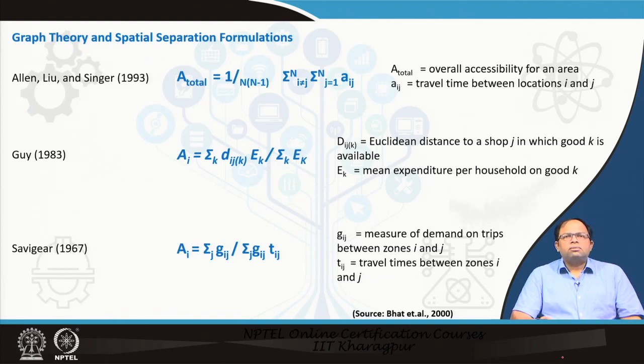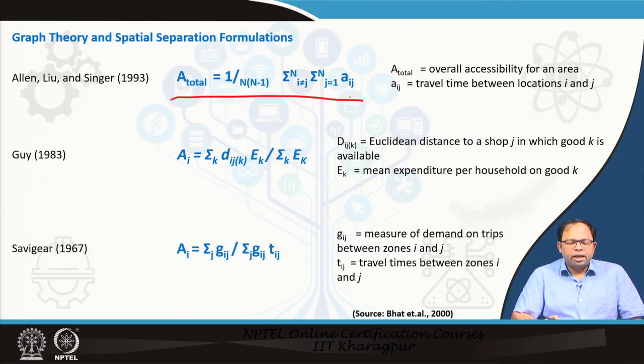Other researchers have also developed different forms of this measure. Allen, Liu, and Singer developed this form, where the total, overall accessibility for an area, A total, is equal to 1 by n into n minus 1, which is basically normalizing the values, times a summation of all the travel times between locations i and j, that is Aij. So we are first adding up all the values and then dividing by n and n minus 1, which is actually normalizing the values.